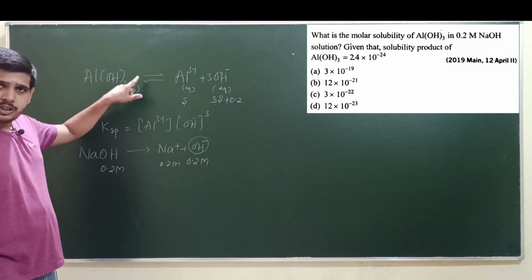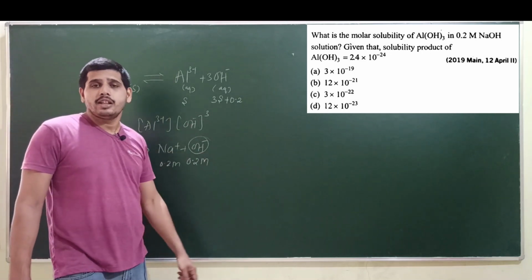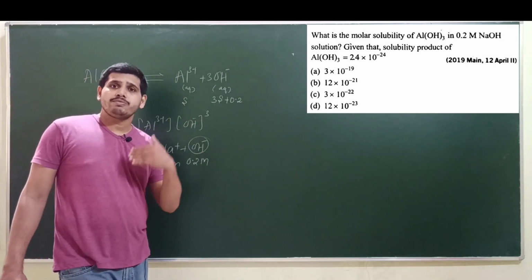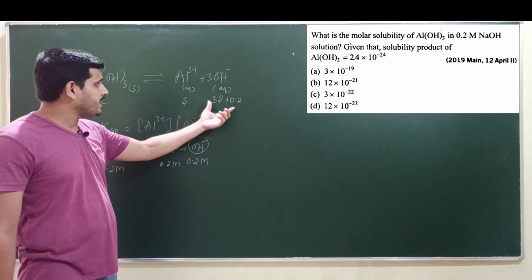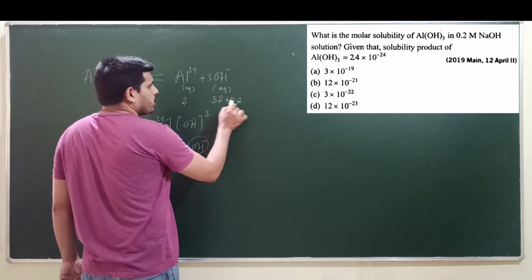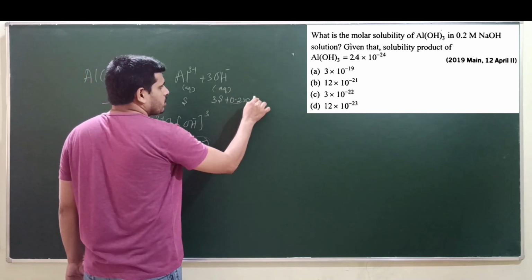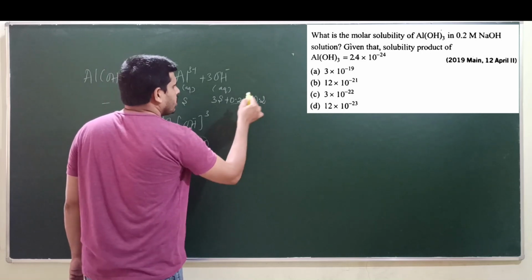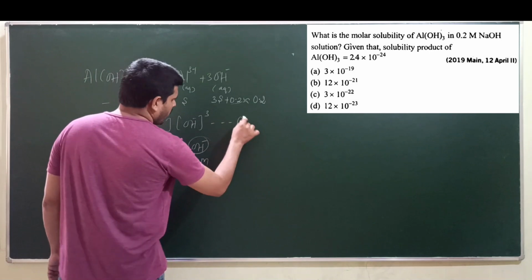But there is a problem. This being a sparingly soluble salt, the KSP value is very, very small, 2.4 into 10 to the power of minus 24. Such a low value clearly suggests that solubility is very small. So in comparison with 0.2, this 3S can be neglected. So I'll write this as almost equal to 0.2 itself. Now S can be found out with ease. I'll write this as equation 1.